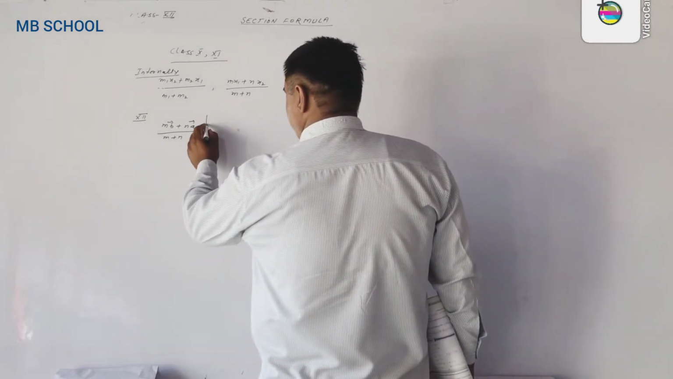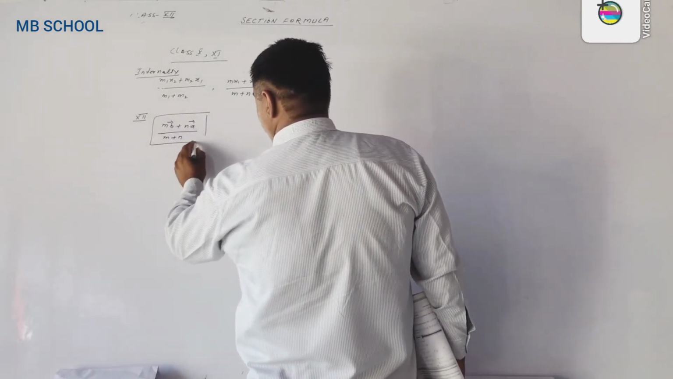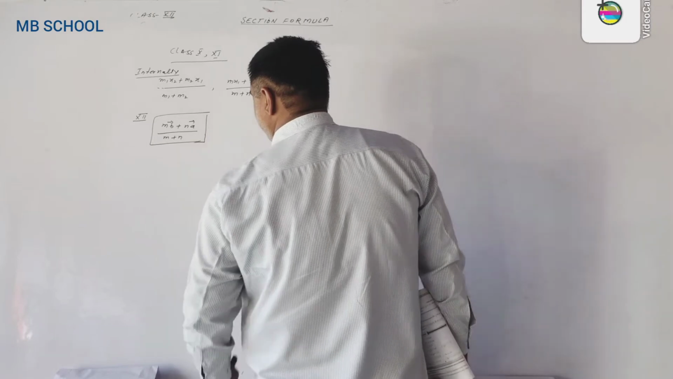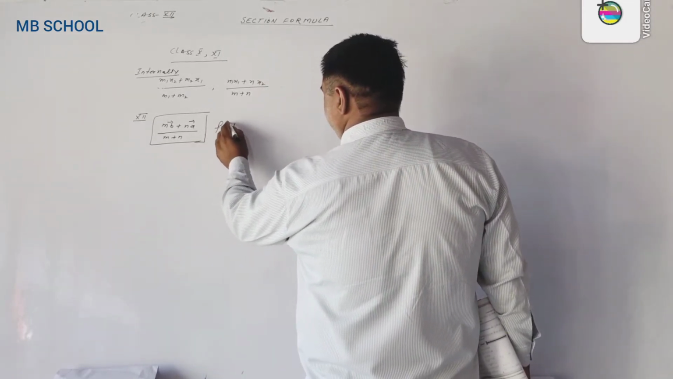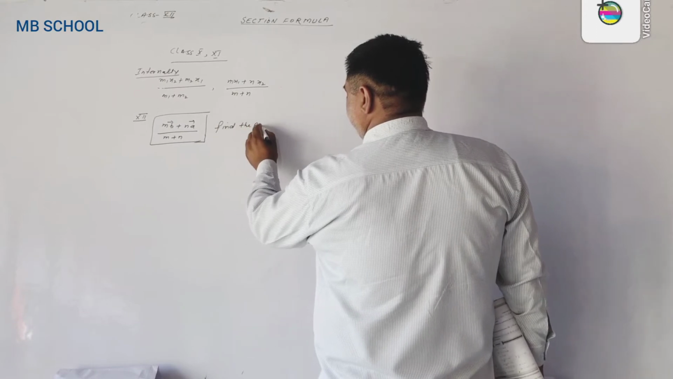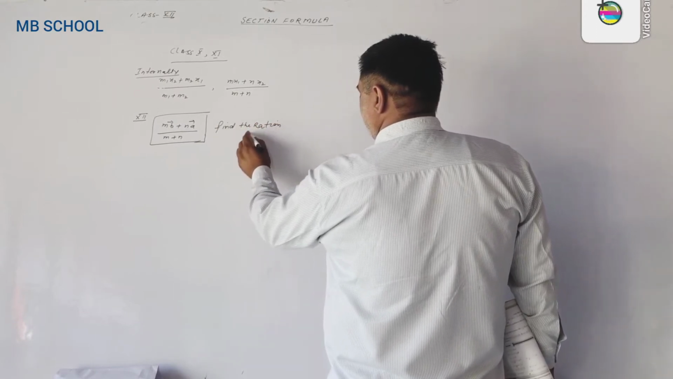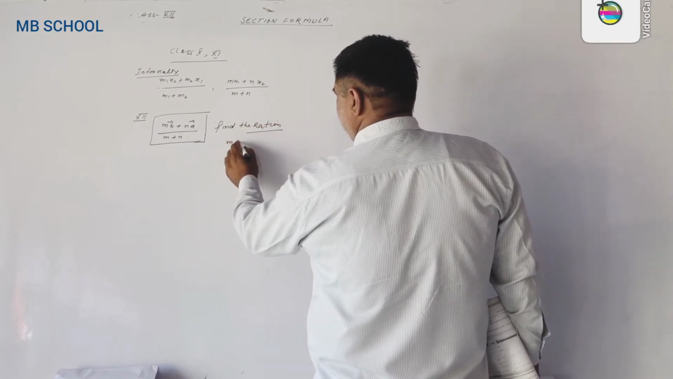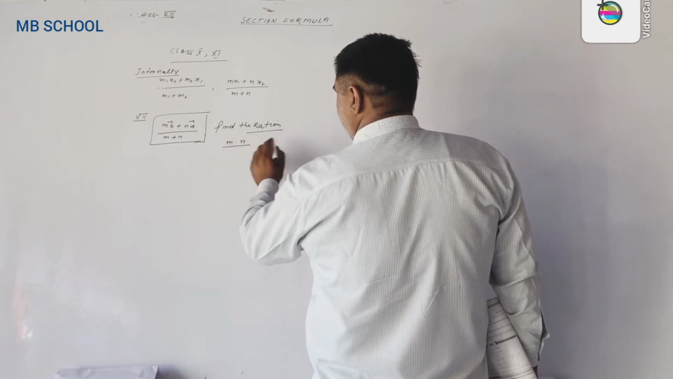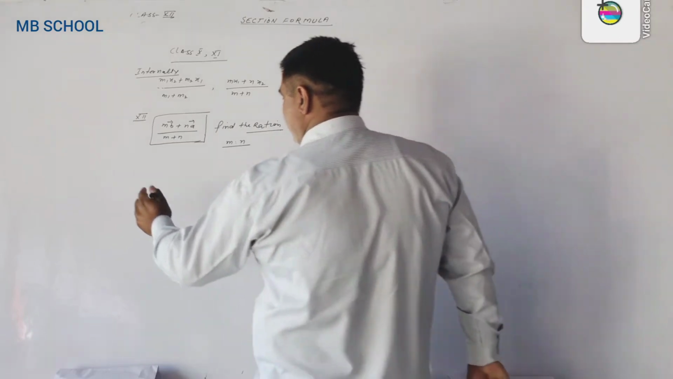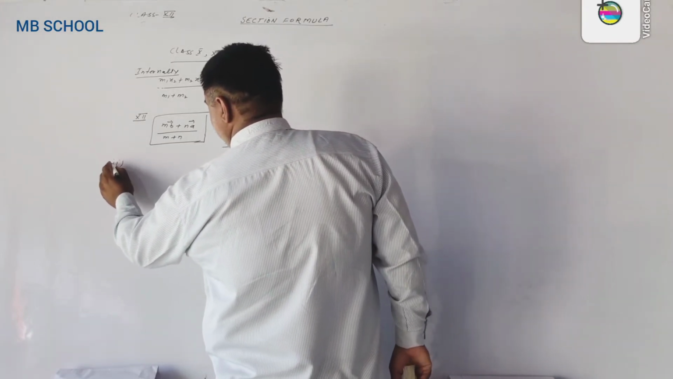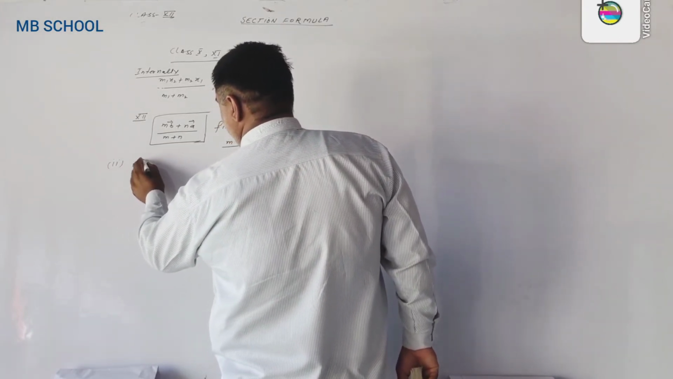In this formula we have discussed the section of ratio. Find the ratio m1 to n. In this section formula we have discussed this. Now next is the midpoint formula.